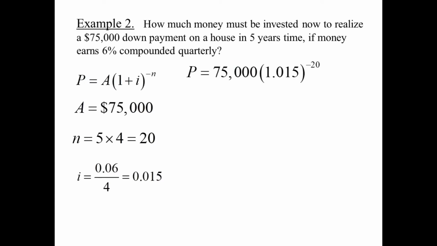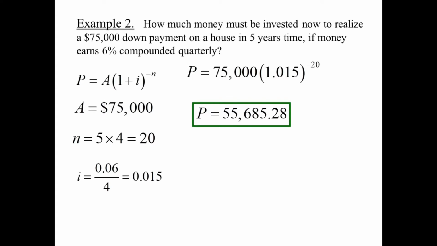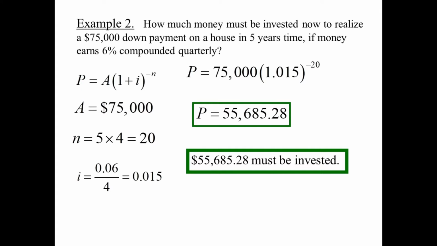Plug them all in, take your calculator, and don't take my word for it. Find out that yes, $55,685.28 must be invested now. It's the present value of $75,000. Notice how it's less, because it will mature to $75,000.